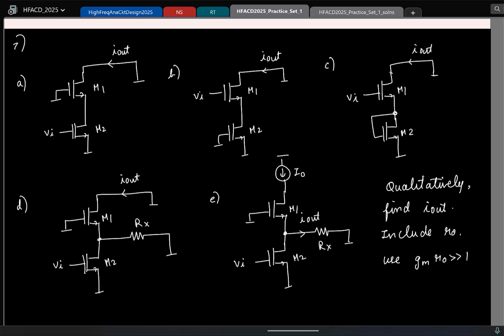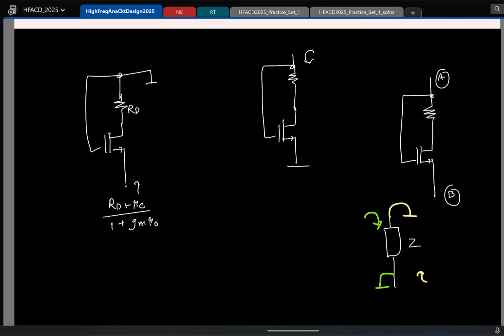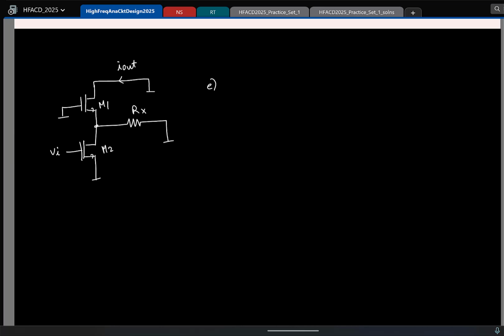Just 1 minute, let's see if I can do it. Let's say I take this. Again here, see if I were to compute this, you can use KCL, but what I will do is the following. If you apply small signal Vi, what is the small signal current flowing here? gm2 times Vi. Now this current can flow in 3 parts. I see R0 is in parallel with Rx. I'll basically get this over with. Now it's clear.